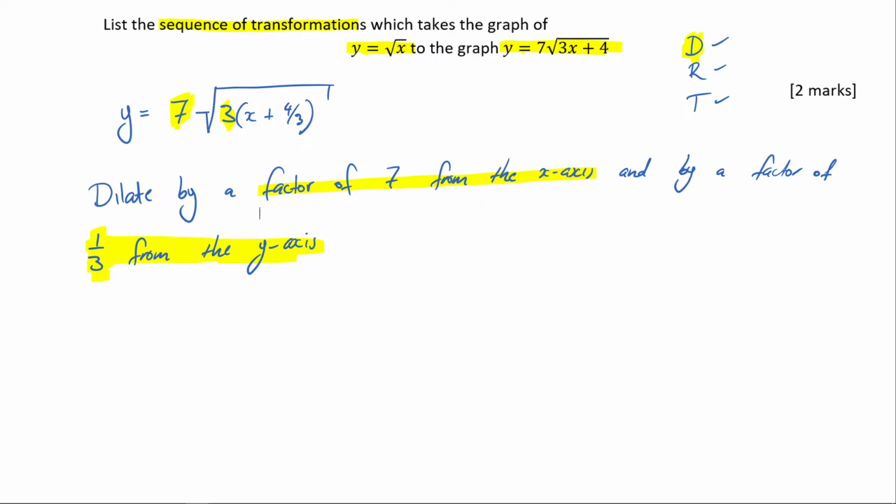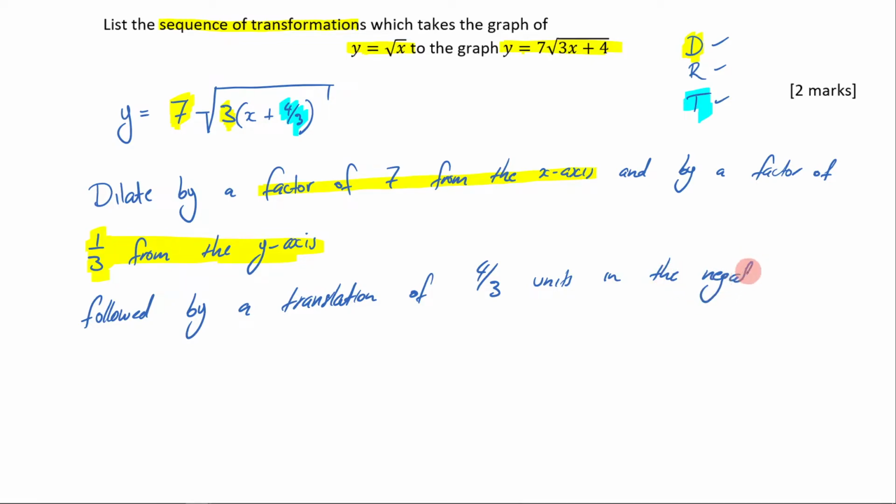Now, there are no reflections happening here. So then the last thing we simply have to say is 4/3 in the negative x direction, because you've got a plus there. And make sure you use the correct language. You're going to say followed by a translation of 4 on 3 units in the negative y direction, x direction, sorry. So that is reading off that.